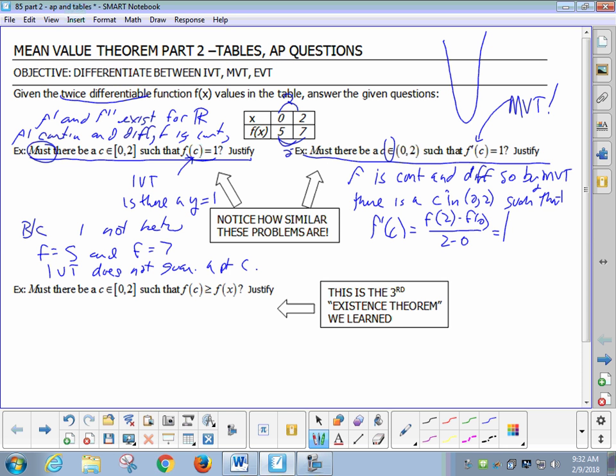Let's go here. f(c), is that a reference to all y values or a specific y value? Okay, so must there be a specific y value that's greater than or equal to... Now f(x), is that a specific y value or all y values? All y values. So they're really asking, must there be a specific y value greater than or equal to all other y values? So what does that mean? A maximum. What kind of maximum? Absolute maximum. This is the extreme value theorem.